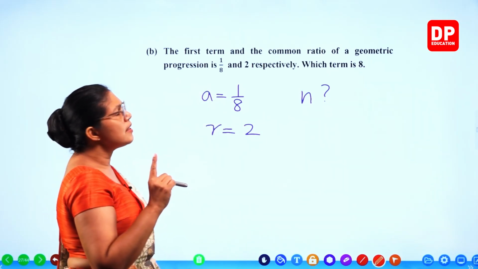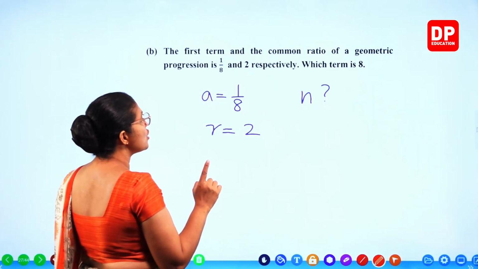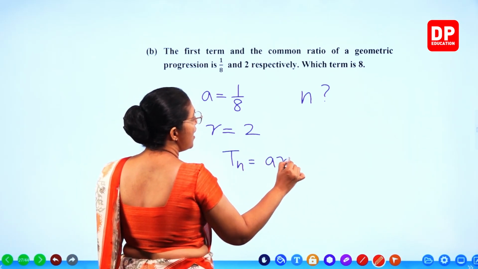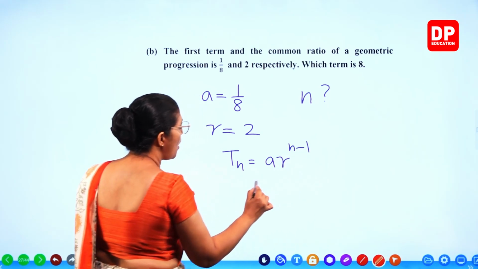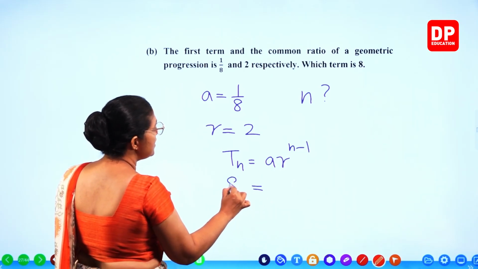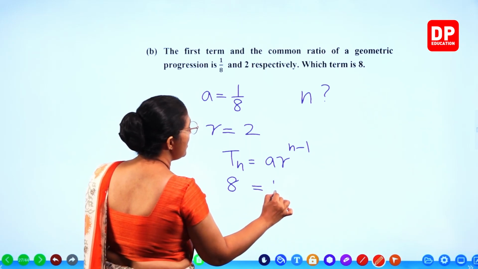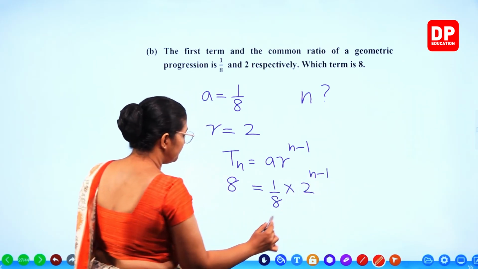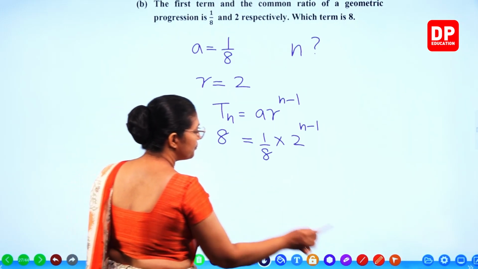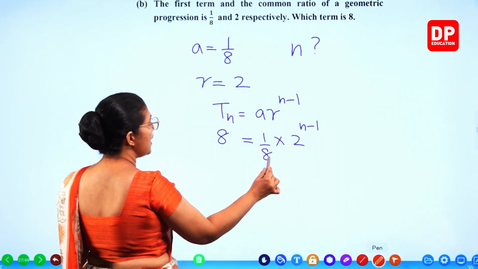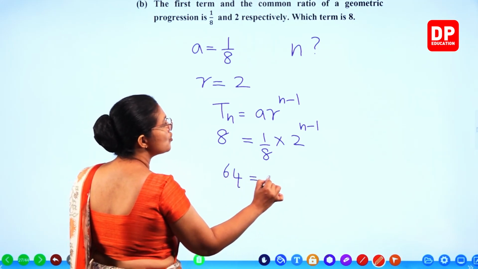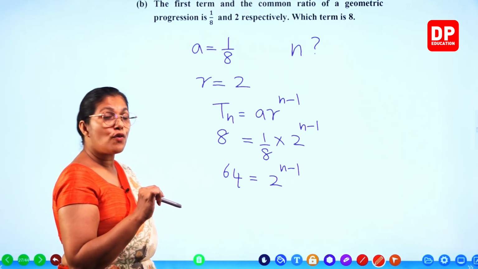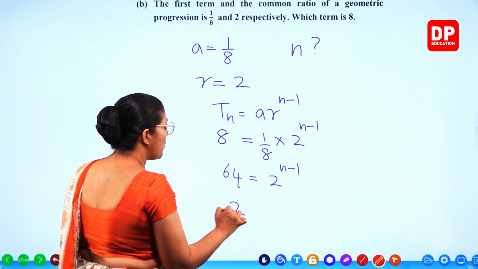So what's the nth term formula for geometric progression? Tn equals first term and ratio to the power n minus 1. Now substitute. 8 is the nth term. A is 1 over 8. Ratio is 2. So we can first cross multiply. 8 times 8, 64 is equal to 2 to the power n minus 1. We'll try to write down 64 in terms of 2. 2 to the power 6.